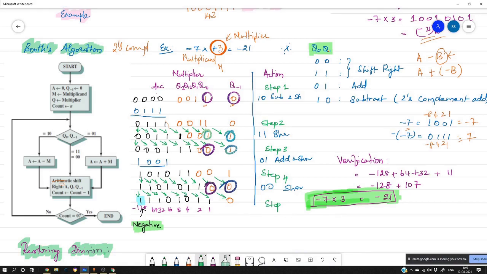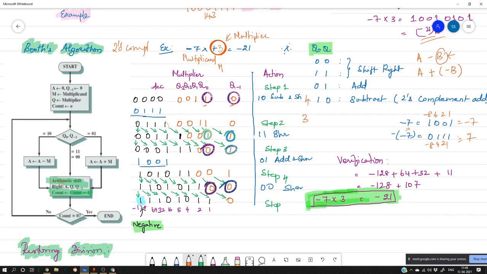These are things that have to be noted down. So you do arithmetic shift and decrement the count. After subtracting, because the bit pattern we had was 1, 0, we subtract and then do arithmetic shift right and also decrement the count value. So count will now become 3; previously it was 4.